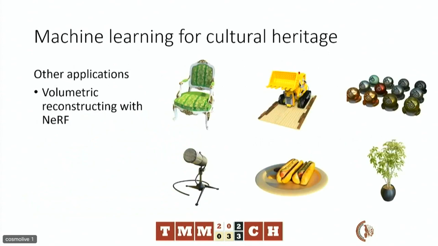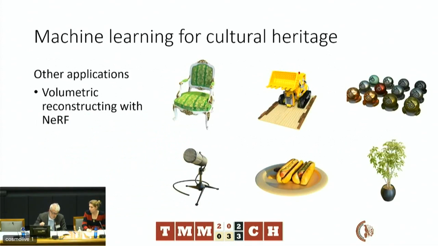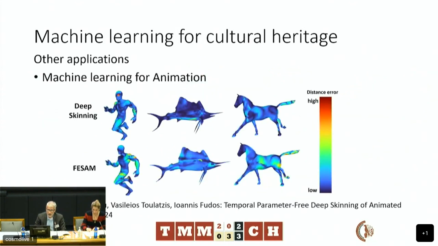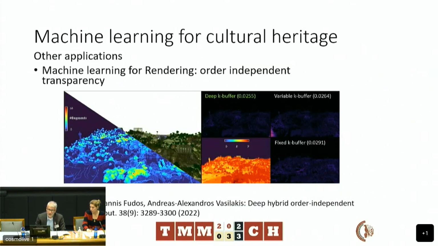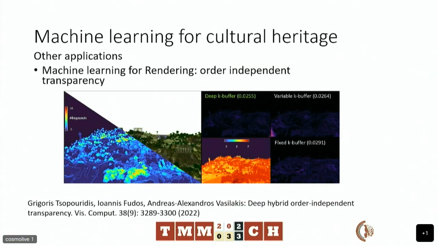We have machine learning for other graphics applications, which is essential for visualizing cultural heritage. We have NeRF, volumetric reconstruction with NeRF, for example, one current issue of research. We have machine learning for animation. We have machine learning for synthetic textures so that we can add, for example, to a building a certain pattern of bricks. Here is an example of a synthetic texture for pebbles. And machine learning for nice rendering, like order-independent transparency, for example, to see the inside of the objects.